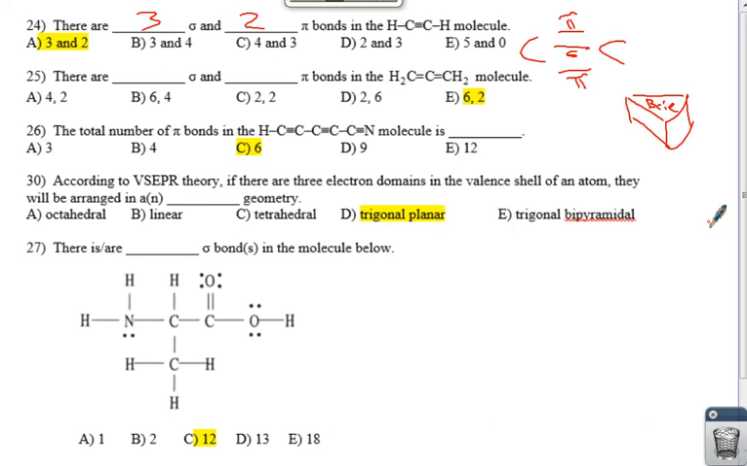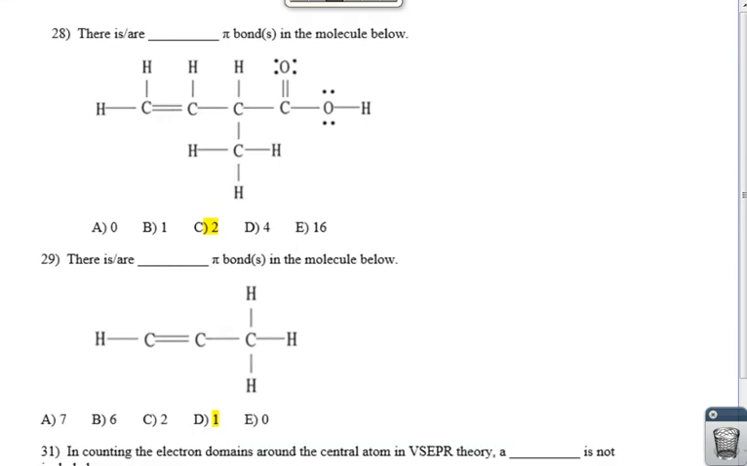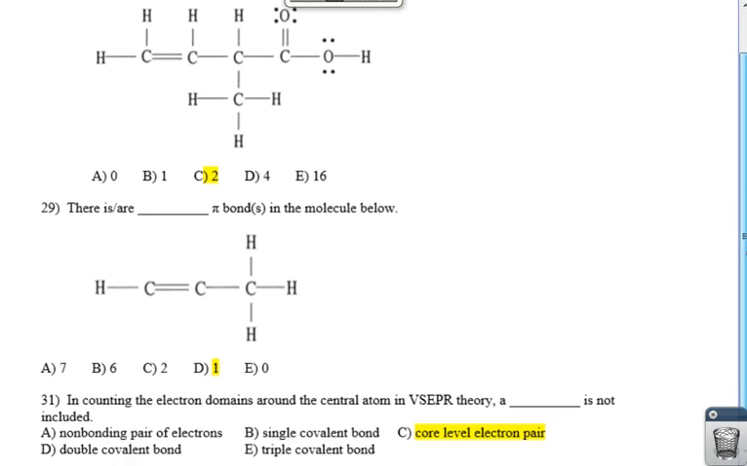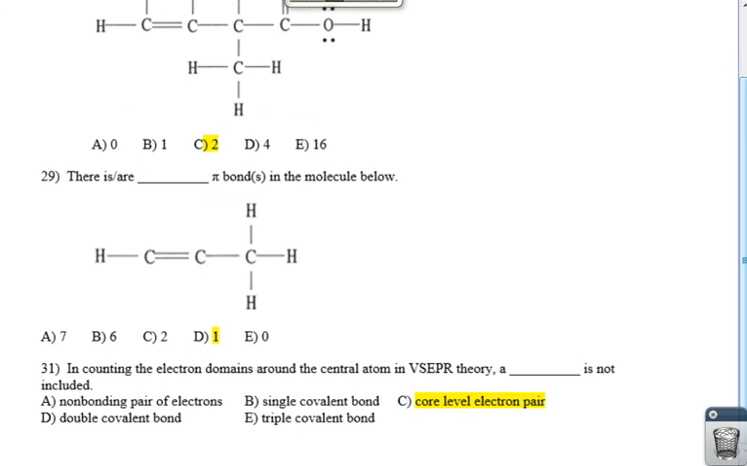What about this one? There's 2 sigmas, a sigma, 2 more sigmas. That's 2 plus 2 plus 1 plus 1, which is 6. And then there's a double bond and a double bond. That's 2 pi's. Those are just counting. Not too big a deal. Same thing with 27. That's a lot of counting. The answer's 12. I think 28 and 29 are both pretty easy also. You're just counting the number of pi bonds. That's 2 and 1.